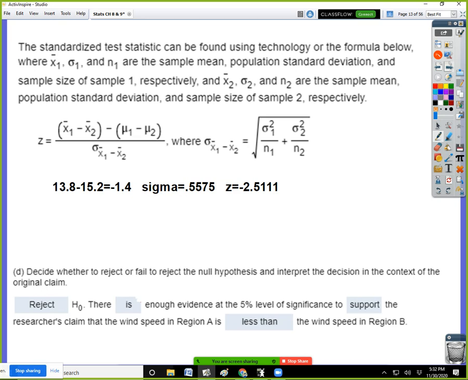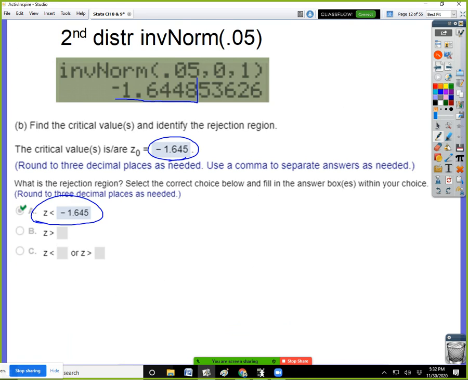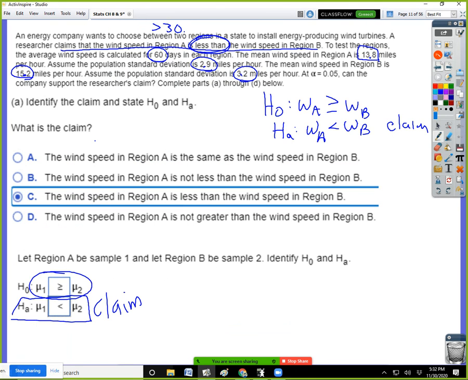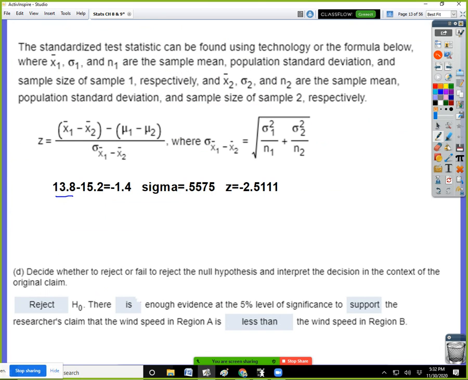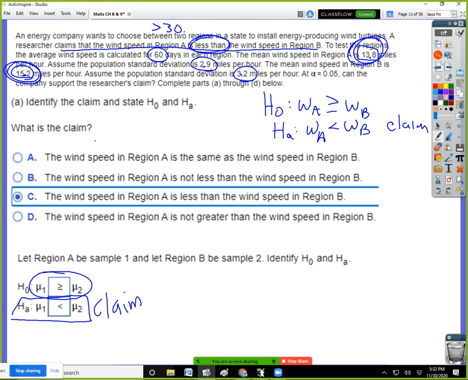So basically, it's the same formula we just had, right? So we take our stats, which if we go back, are 13.8 and 15.2. 13.8 minus 15.2, which is minus 1.4. Okay? Our sigma we got from, again, the 2.9 and the 3.2 and the 60 days.